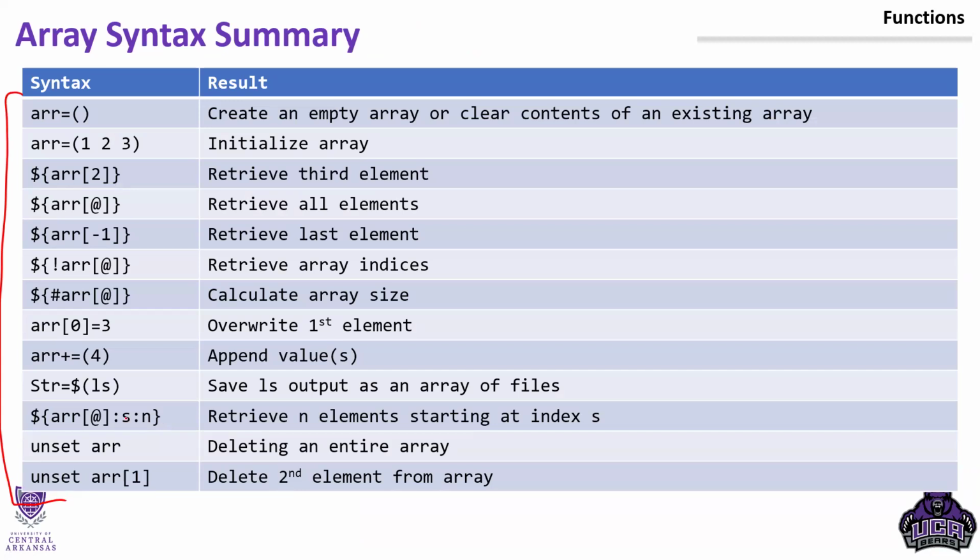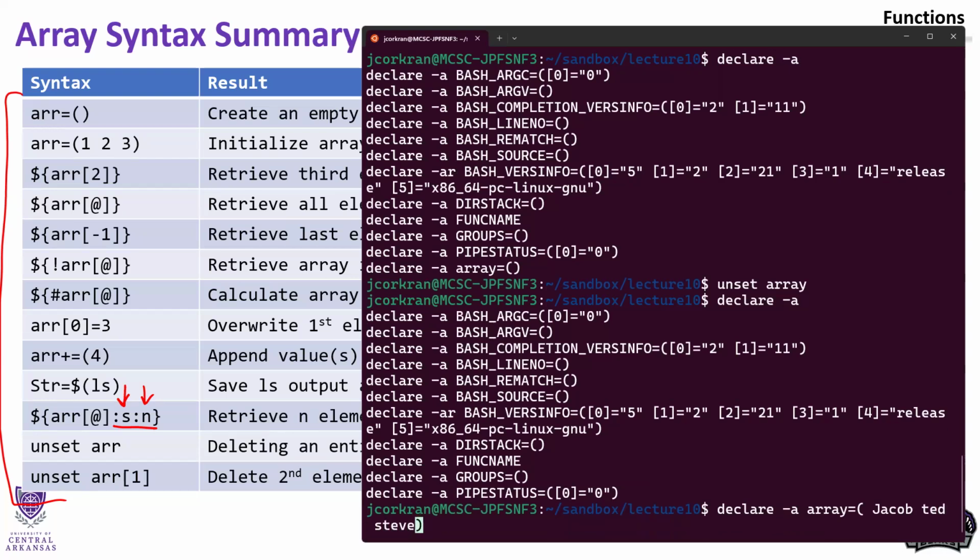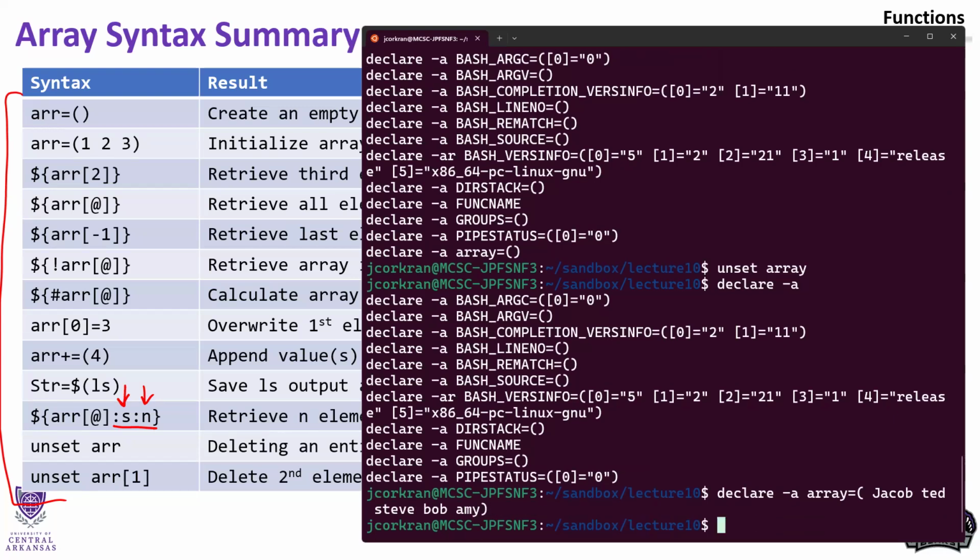The one thing that we didn't talk about is, you remember the string splicing that we did? You can actually do that with an array. You're just listing the elements right there. And so understand that this is the index of the array, and this is kind of a count afterwards. Let's actually just go back to that. Jacob, Ted, Steve, Bob, Amy. That should be enough right there.